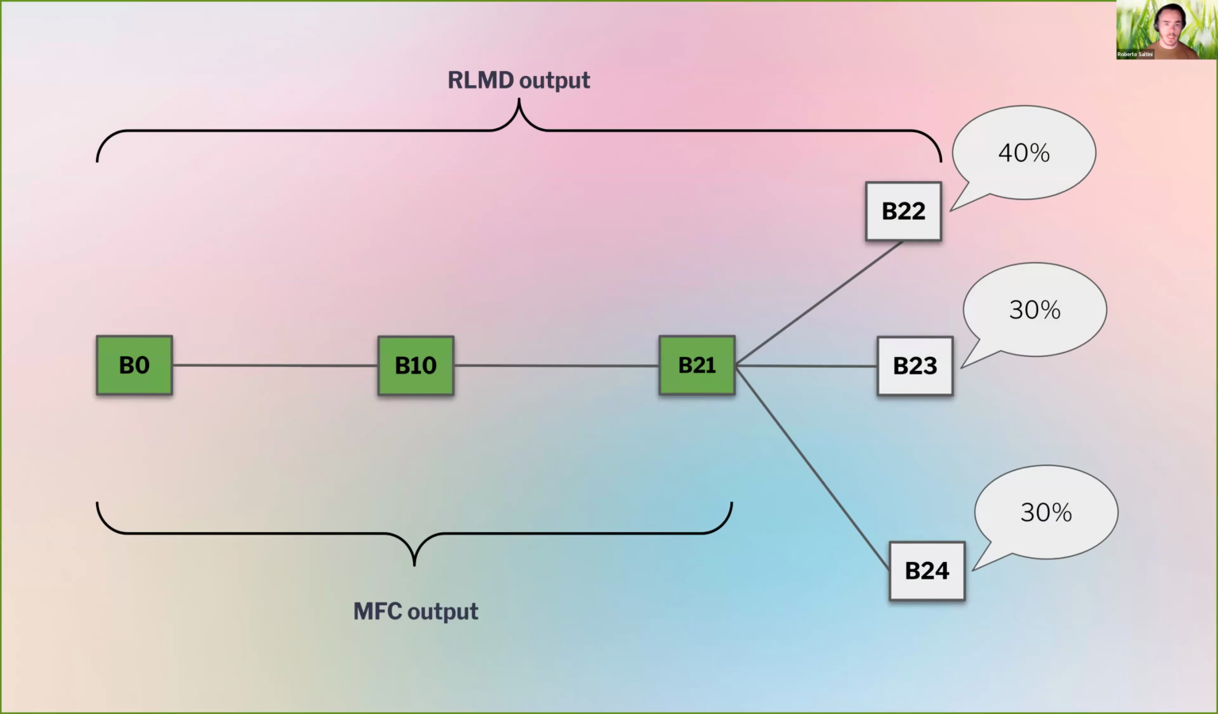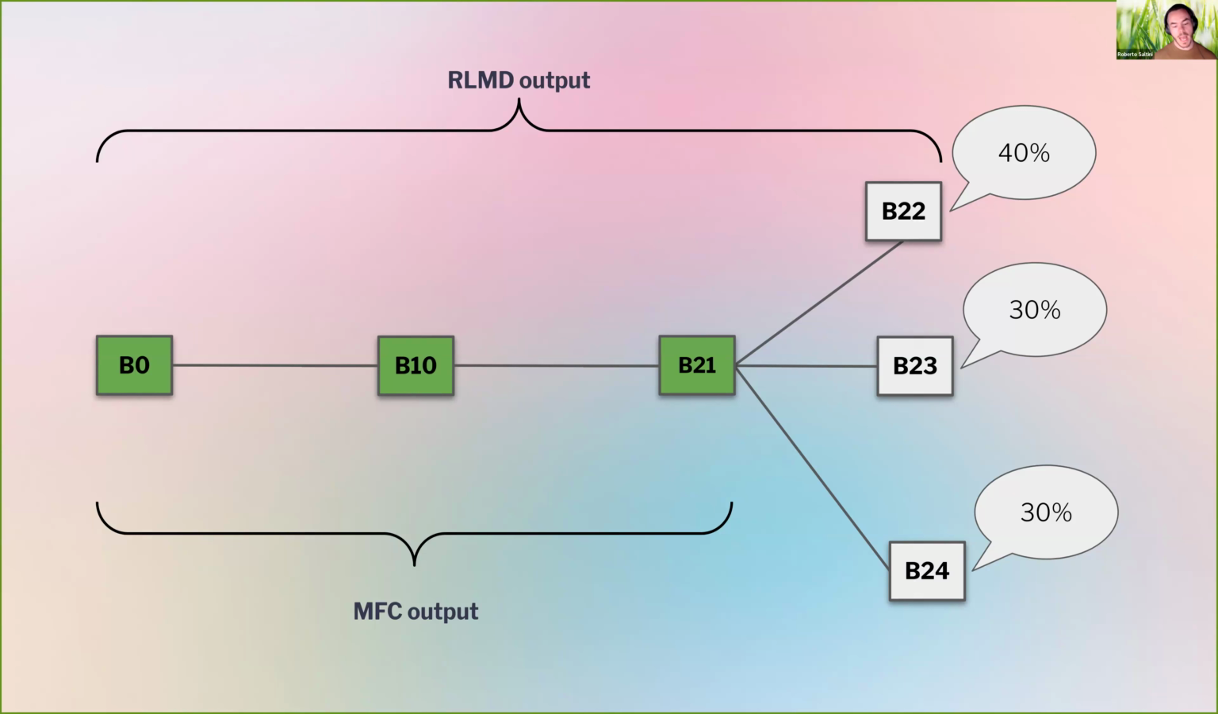But I just want to give you an overview of the differences between the RLMD fork choice and the MFC fork choice, where MFC is the fork choice used for the quorum-based dynamically available protocol. As you can see from this diagram, RLMD starts from a stable block and progresses down the block tree, selecting every time the subtree with the highest weight until it reaches a leaf block. So in this case, it reaches block B22.